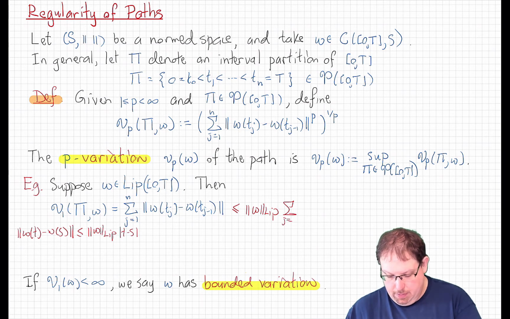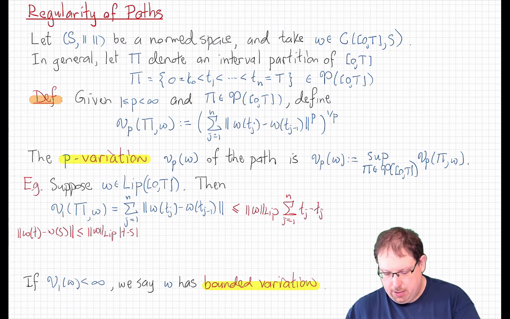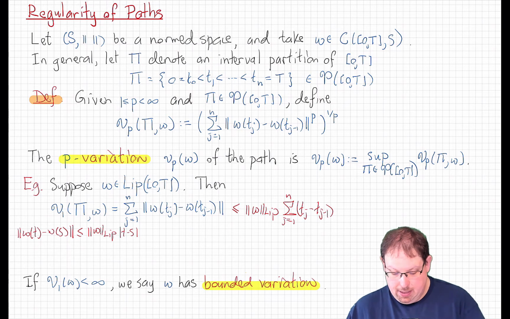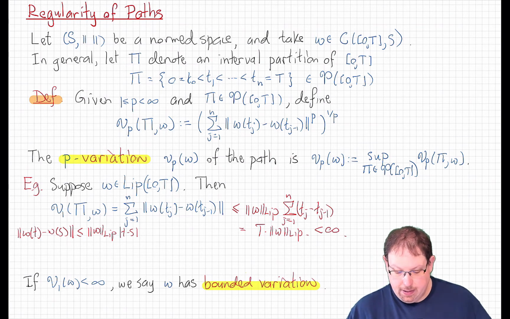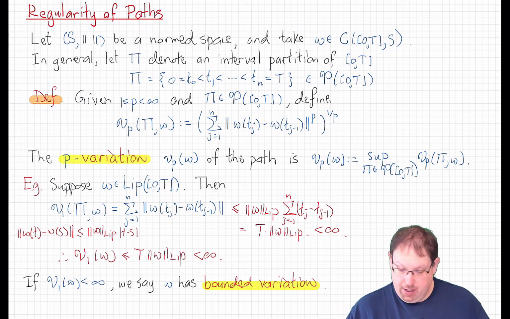times the sum of tj minus tj minus 1 in absolute value. But of course, those are ordered, so that's just tj minus tj minus 1. Now that is a telescoping series. And so it adds up to just tn minus t0, which by convention is capital T. And so that is, of course, finite. And it's finite independently of the partition. So we find that in this case, the 1-variation of our path is less than or equal to that quantity there. And so the 1-variation is finite.